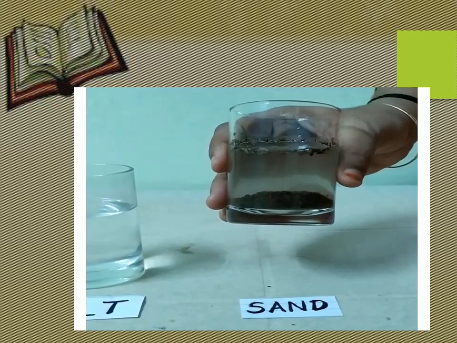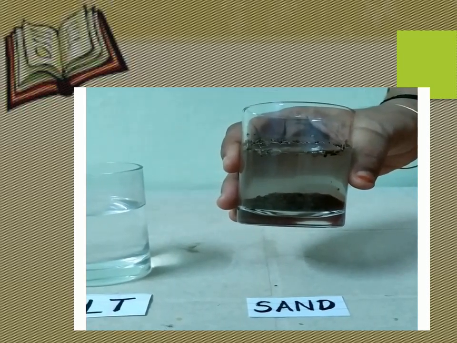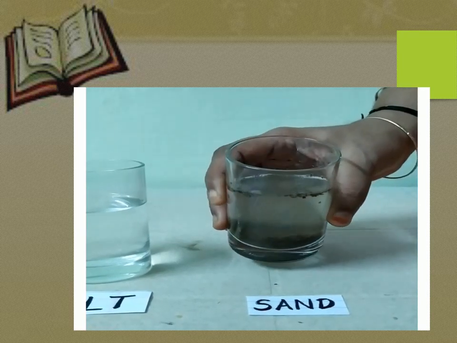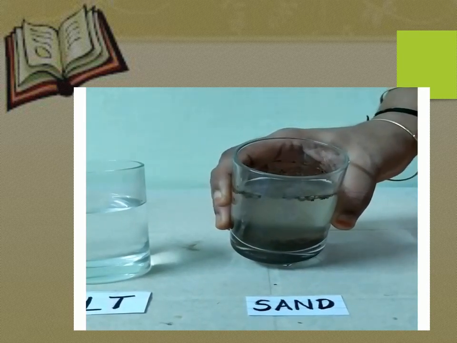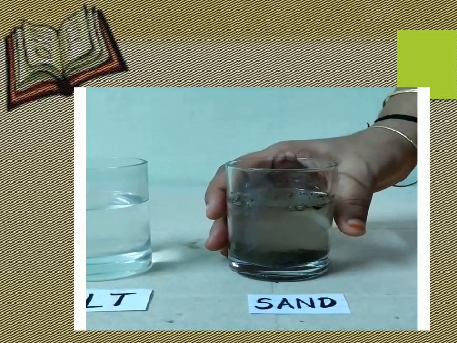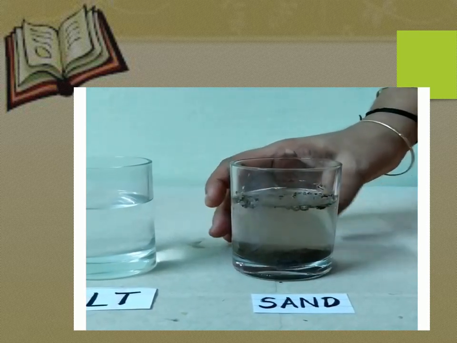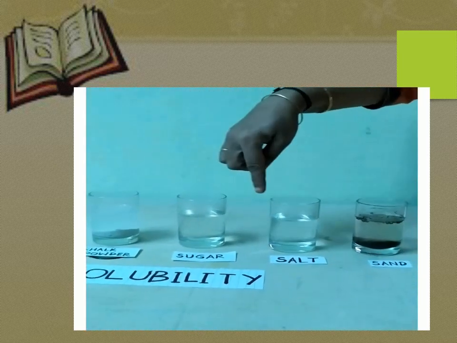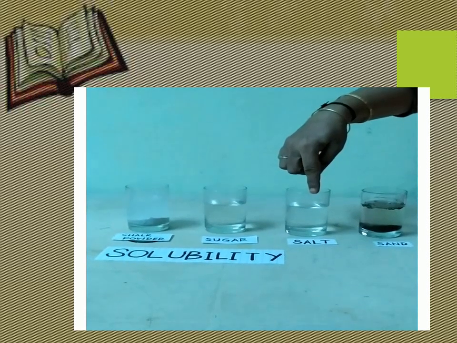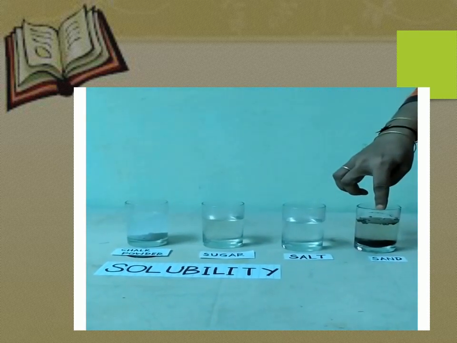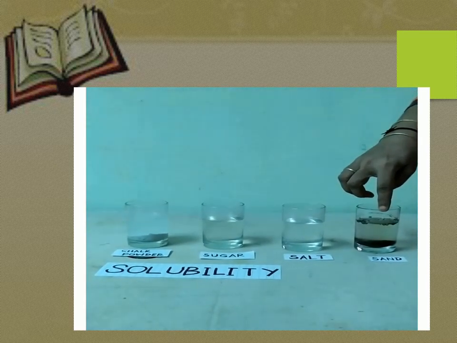The heavier particles like gravel, pebble and sand particles have settled down at the bottom, but the humus floats on the top. So here too the particles have not dissolved. So which are all the soluble substances? Sugar and salt are soluble, and chalk and soil particles are not soluble in water.